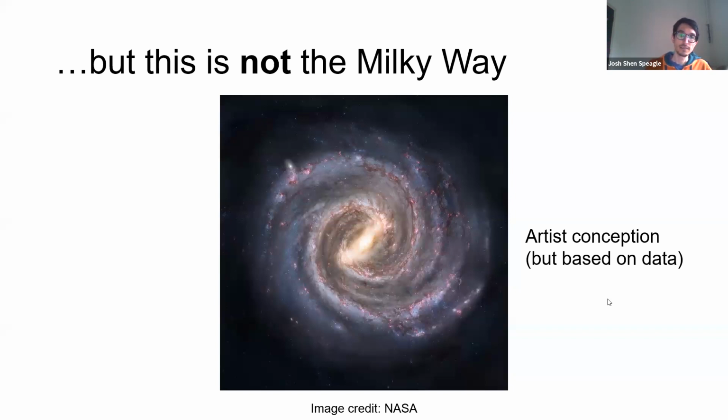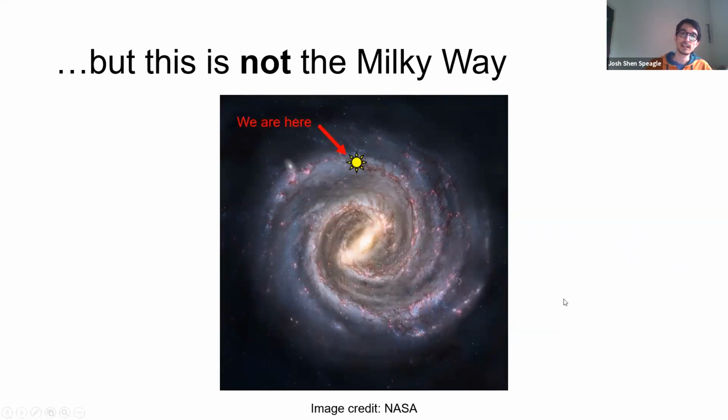And according to our best guess, we are here. This is where we think the sun is more or less located, out in one of the spiral arms, about 8 kiloparsecs away from the center. But again, this is just our best guess based on data. And we definitely don't have a picture where we can go up and pin ourselves down on a map.